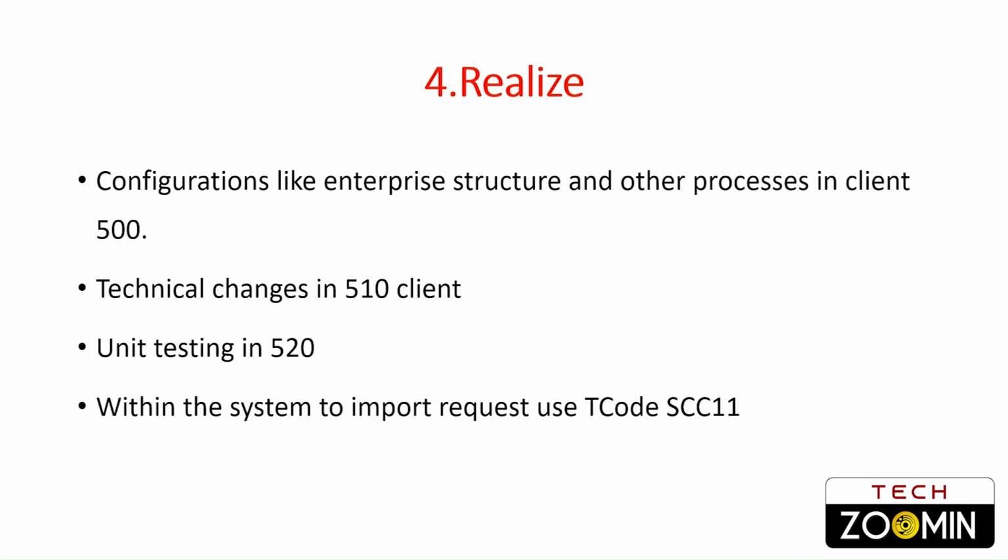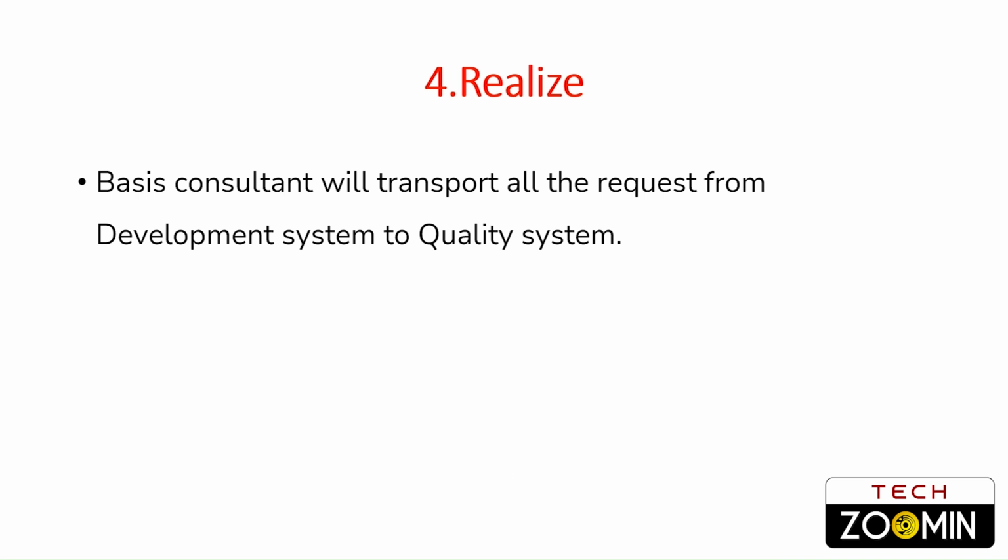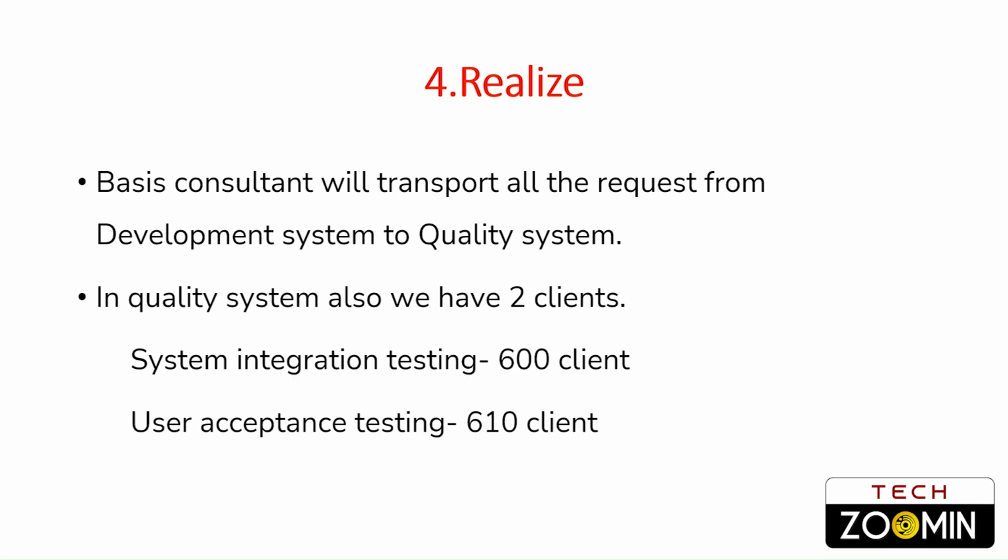Okay. So after completion of all the configurations and unit testing, we will release all the requests in transaction code SE09, that is the transport organizer in the development system, and send the request number to the basis consultant. Then the basis consultant will transport all the requests from the development system to the quality system. In the quality system again we have two clients, one for system integration testing and one for user acceptance test. Let's say 600 and 610 clients.